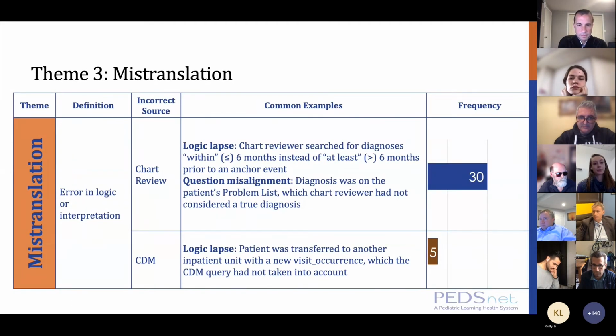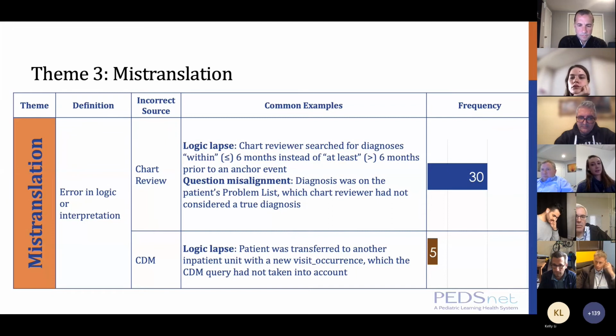The third theme that we focused on was mistranslation. This was either error in the logic or interpretation of a question. For example, a chart reviewer might impose some clinical judgment when they're filling out the form. And in the CDM, there might have been some query logic that we imposed that didn't take into consideration a situation like, for example, a patient having 2 consecutive visit occurrences and us only focusing on the first one.